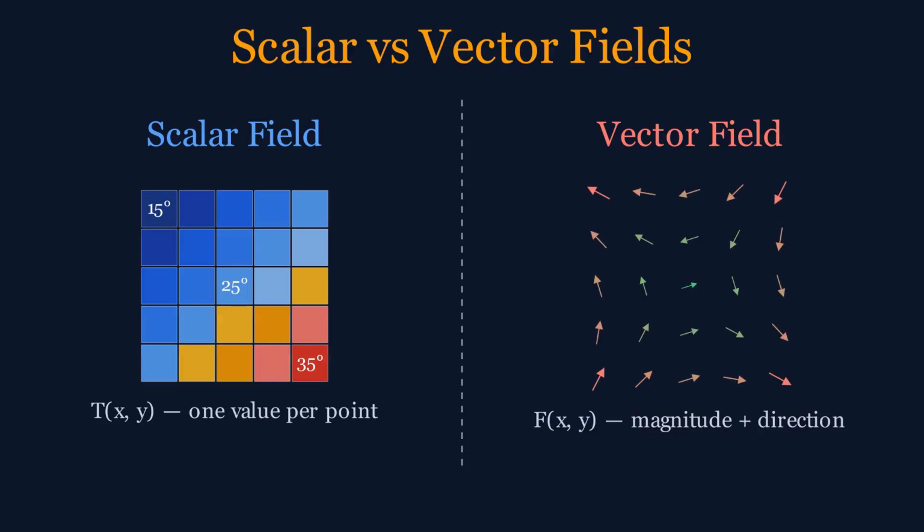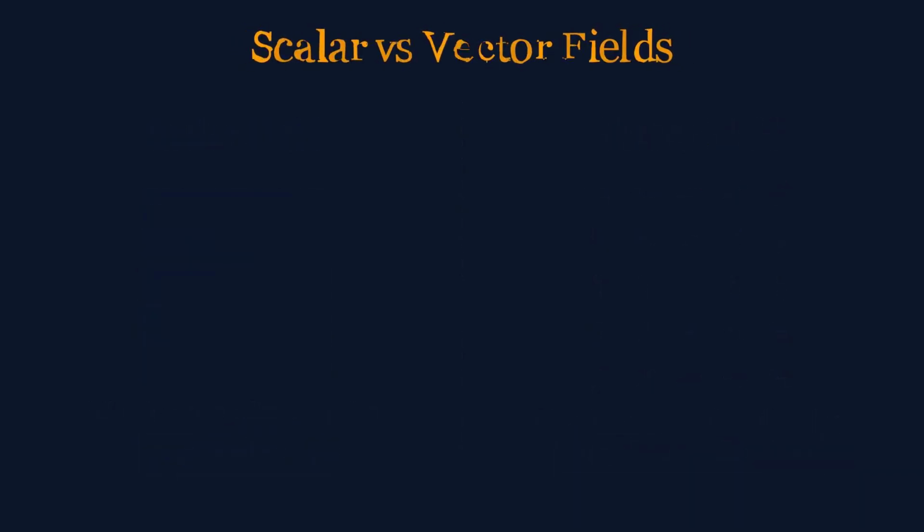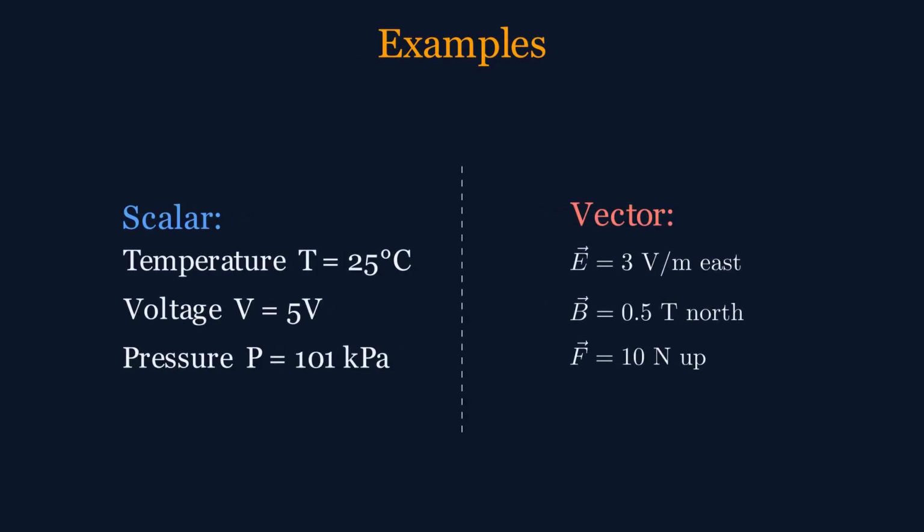A vector field assigns both a magnitude and a direction to every point. The electric field is a perfect example. At each point, we can ask, how strong is it and which direction does it point? This distinction between scalar and vector is essential. Everything in electromagnetic theory builds on it.